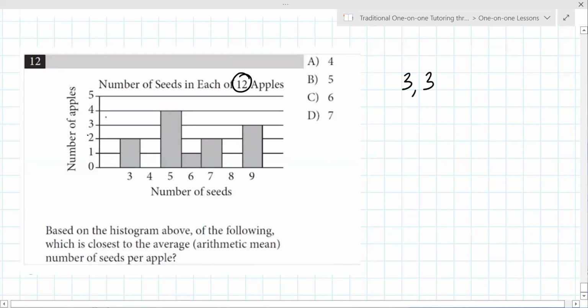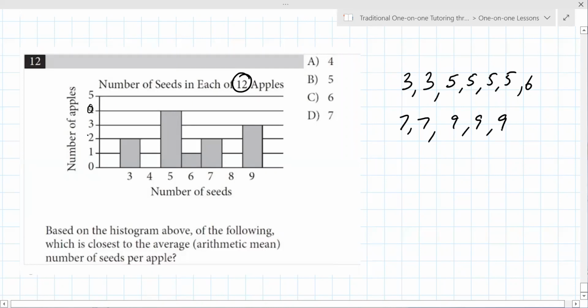There are 4 apples with 5 seeds in them, so that's 1, 2, 3, and 4. Same thing down here. For 6 seeds, there's only 1. How many 7 seeds are there? 2. So there'd be 2. And then there are no 8s, but there are three 9s. So 1, 2, and 3.